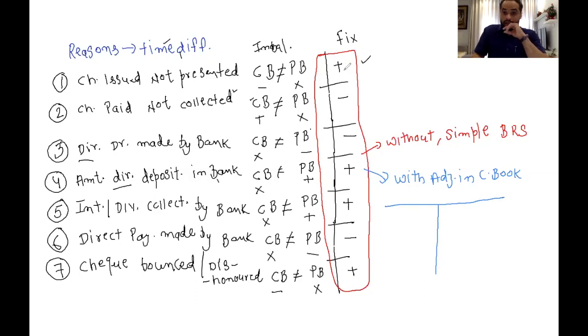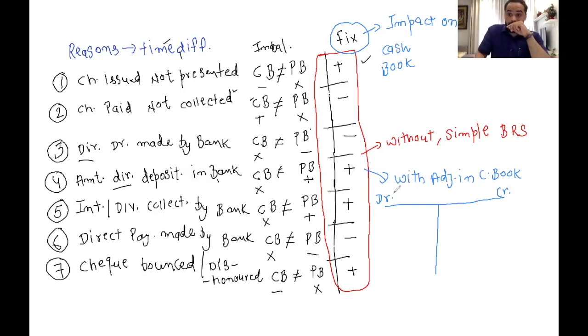Now here, remember, this gives impacts. Fix it means this gives impacts on the cash account, the cash book. So now cash book plus, debit, credit, all right? Debit means cash book plus, credit means minus. So the plus you write down here, this number you write down here.